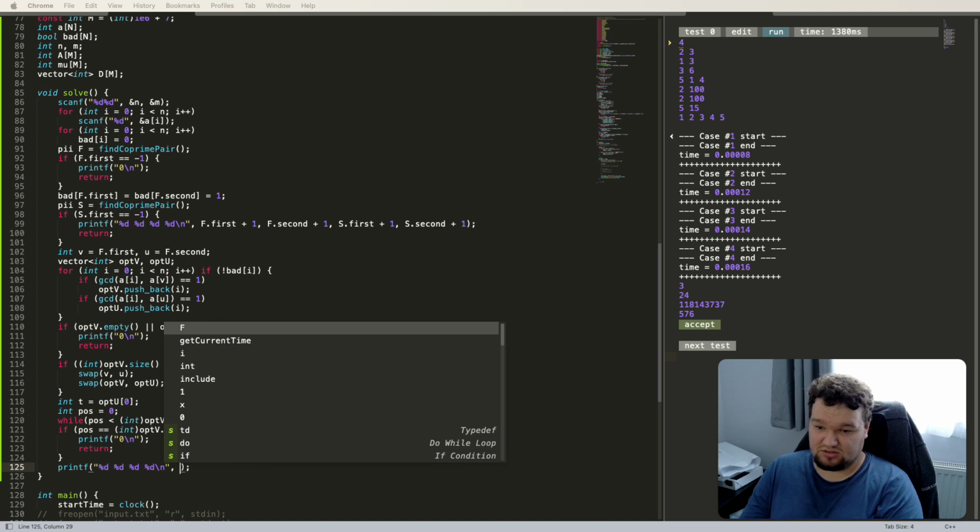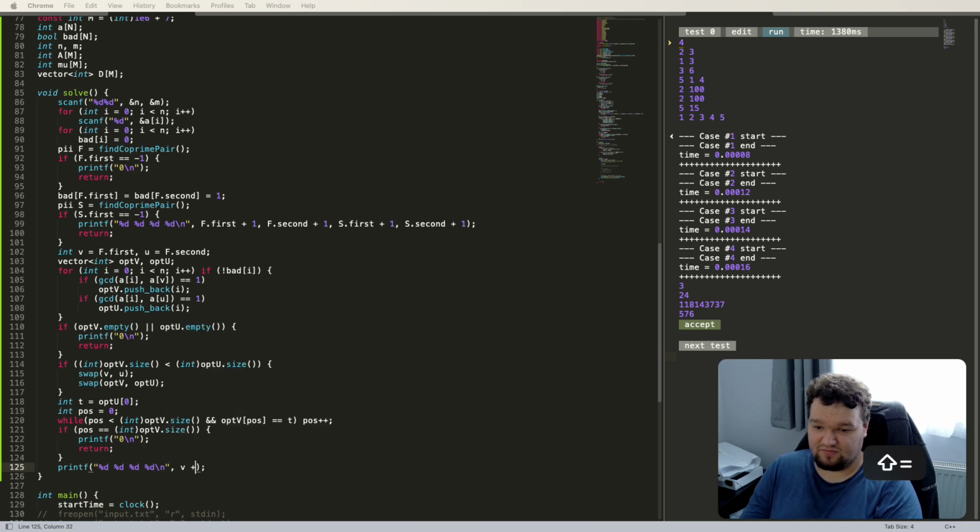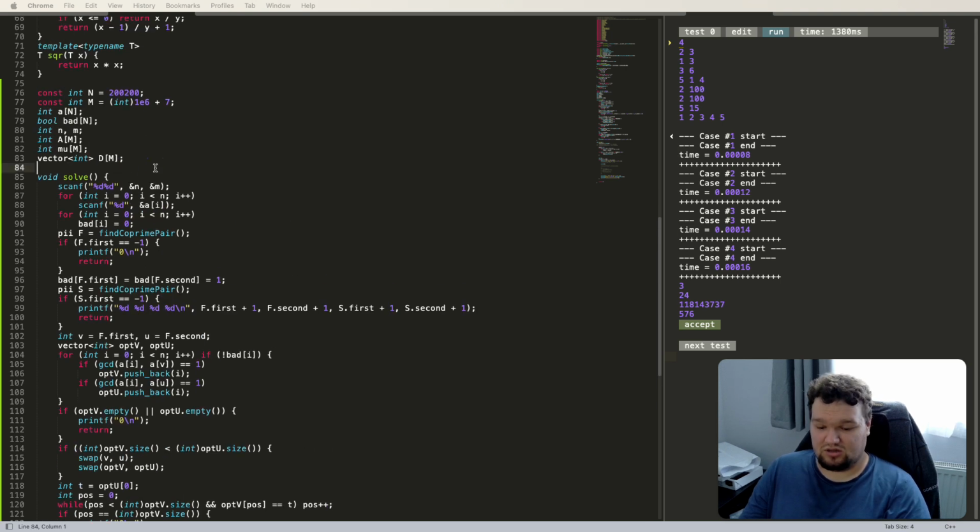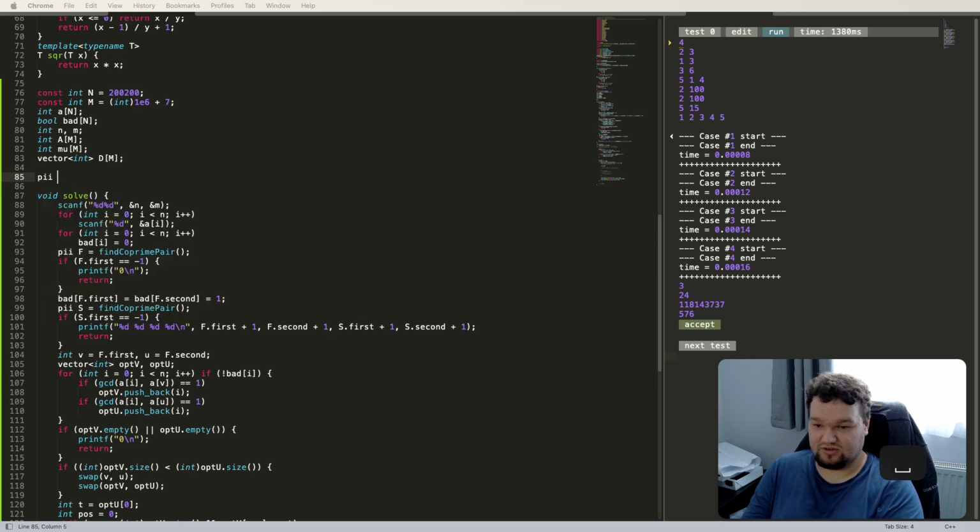It's V plus 1, opt V at pos plus 1, U plus 1. Okay, and now what's left is to write the function find prime pair.